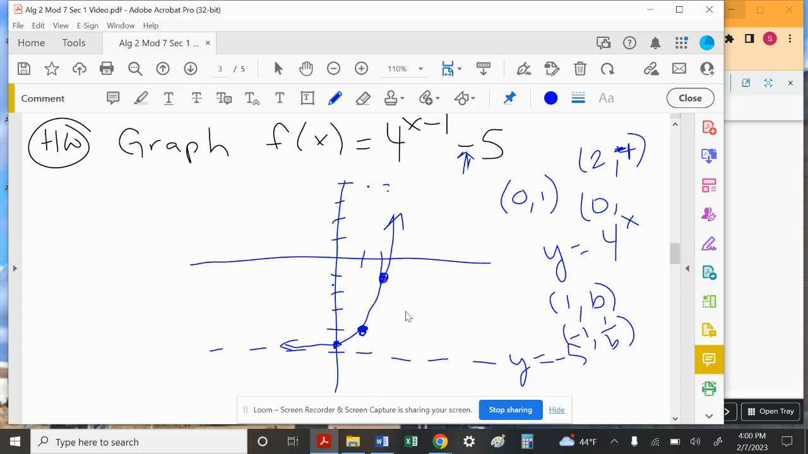Okay, so that'll take care of some of the graphing, as we can see how things shift around, and we'll go to the next video after this to do a little bit more graphing and understanding how these things shift around.